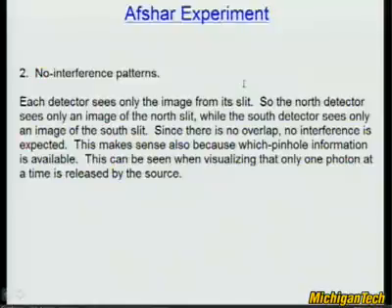This makes sense because which pinhole information is available? This can be seen when visualizing that only one photon at a time is released from the source. So now picture the source only releases one photon. Then if the north detector sees it, then it went through the north slit. If the south detector sees it, then it went through the south slit. So you can get which photon information for this. Now remember, the wires have been removed.